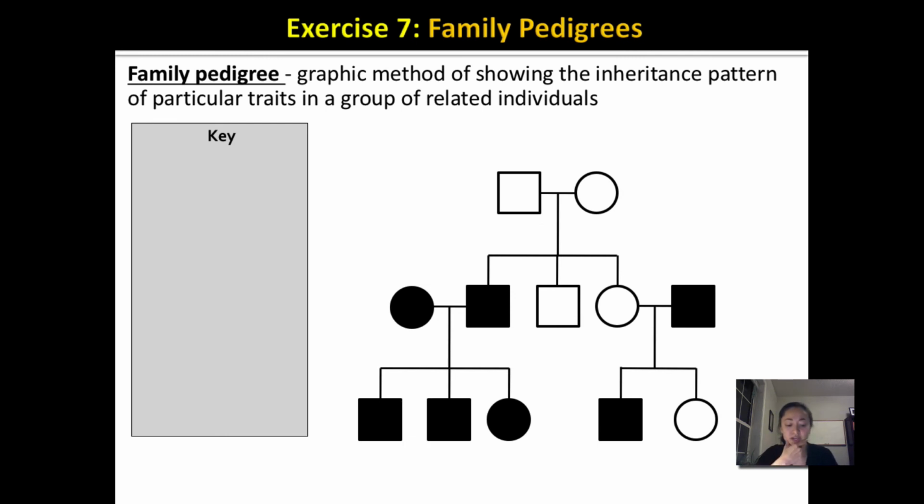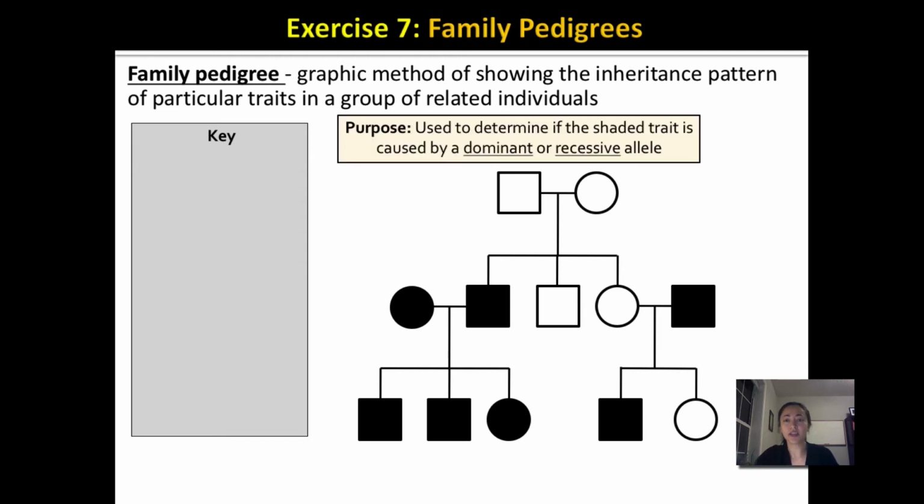All right, the last objective says interpret pedigrees and determine specific genotypes through pedigree analysis. Pedigrees are kind of cool little things because they show the inheritance pattern of certain traits in a family. And the whole goal of using a family pedigree is to determine if the trait that's shaded in is caused by a dominant or recessive allele. So is it caused by a big letter or is it caused by a little letter? Or in other words, is it caused by a big letter or is it caused by having 2 little letters, right? So in order to do these pedigrees, first you need to understand the symbols here.